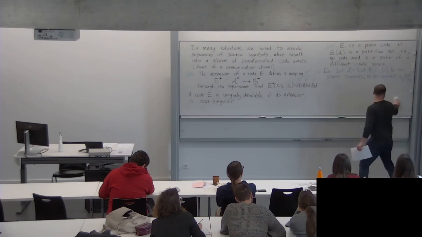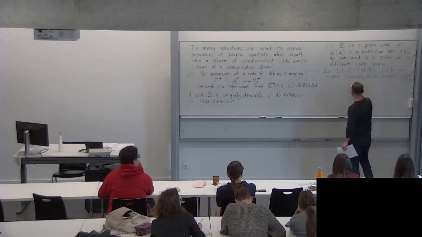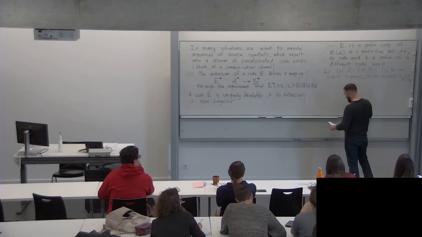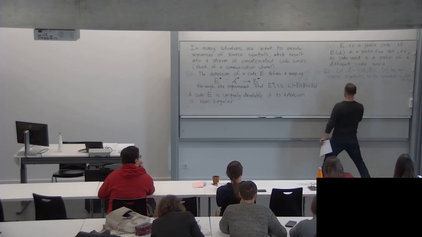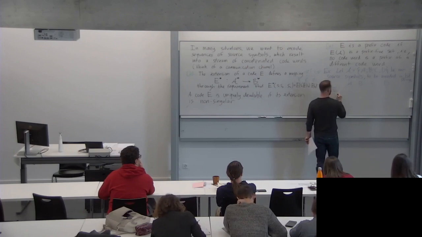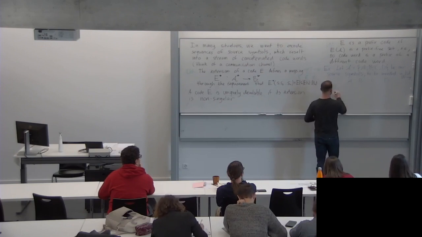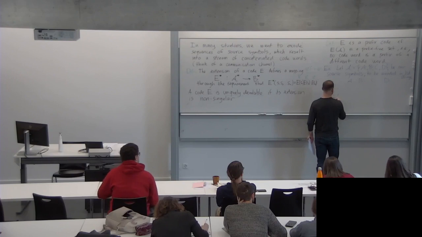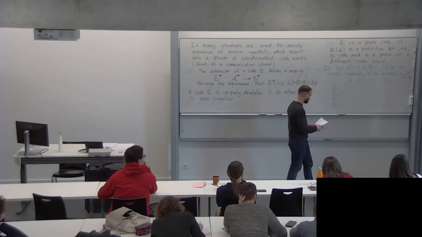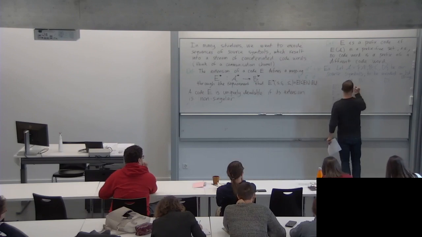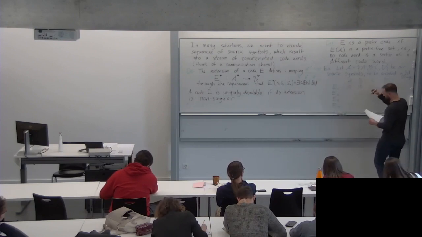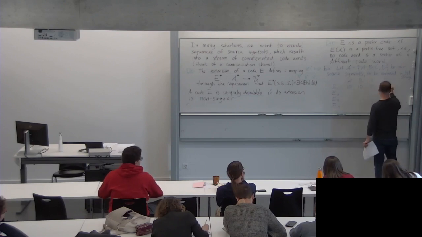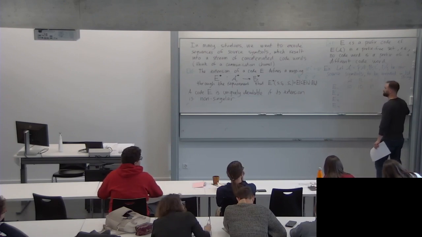We're going to define 4 different codes. So I've got A, B, C, D. One code is going to be called E1, the other one E2, E3, and E4. E1 maps A to 1, 0, it maps B to 1, 0, it maps C to 1, 1, and it maps D to 0.